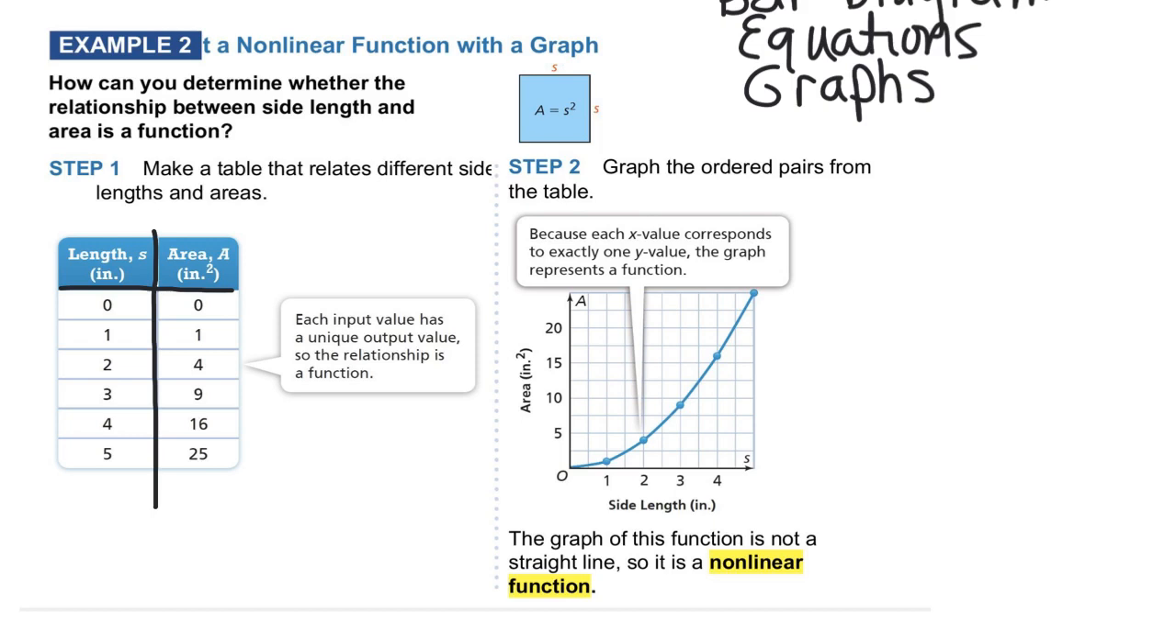A table is a representation, but so is a graph. So what they did from there is they created an ordered pair, and they plotted 0, 0. They plotted 1, 1. They plotted 2, 4, and so forth along this line. And when they connected their dots, their graph is a curve. That means it is nonlinear. It is not a straight line.